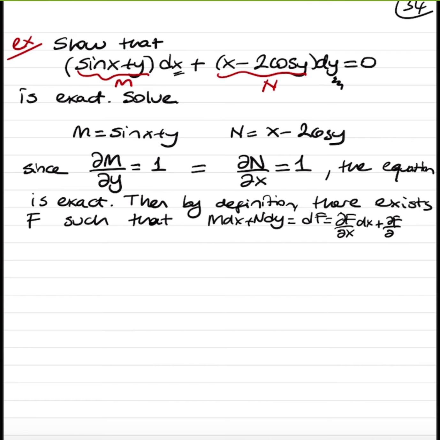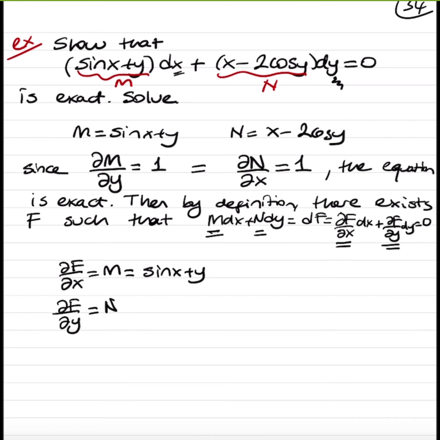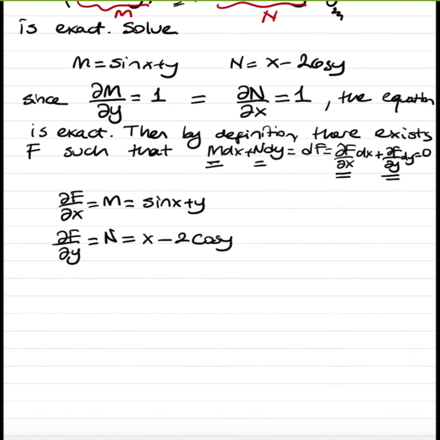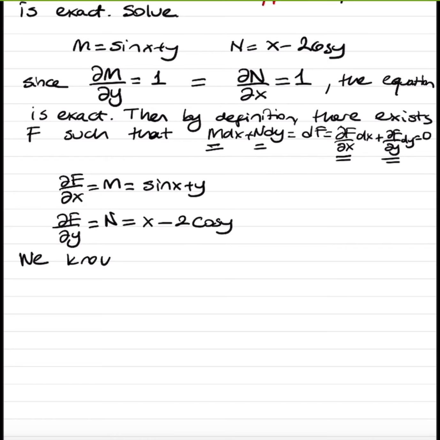Del f over del y dy is equal to 0. So this means that the coefficient of dx and the coefficient of dy must be equal, so that del f over del x is equal to M, which in this case is sin x + y, and the derivative of f with respect to y is equal to N, in this case x - 2 cosine y. Now we know that f = c is the general solution.